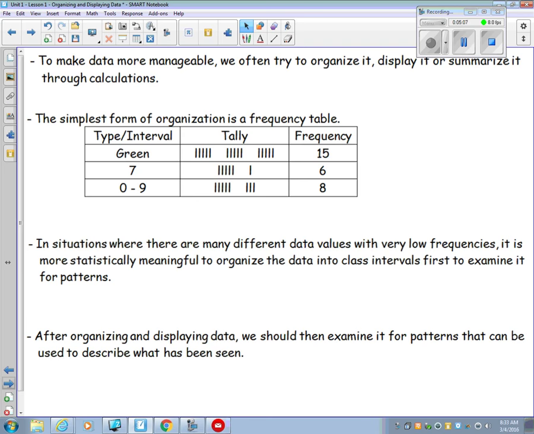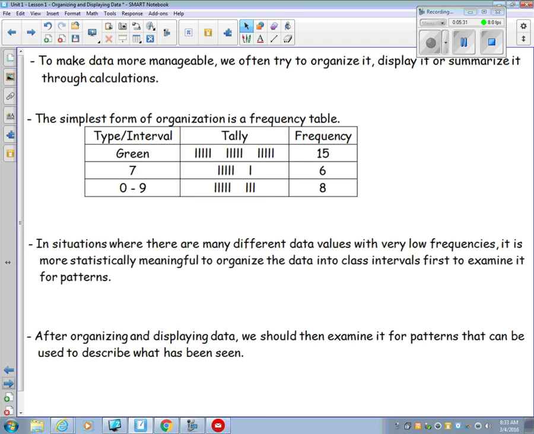Well, to make our data more manageable, we often want to organize it. The easiest way to organize something is making a frequency table. Sort of what we did in elementary school, a tally chart. Okay, so down the left-hand column would be your intervals or your types, depending on if you're working with qualitative or quantitative. Okay, you have little check marks along the middle there, your tallies, and at the end you have your frequency. Frequency is just a fancy word for saying how many.